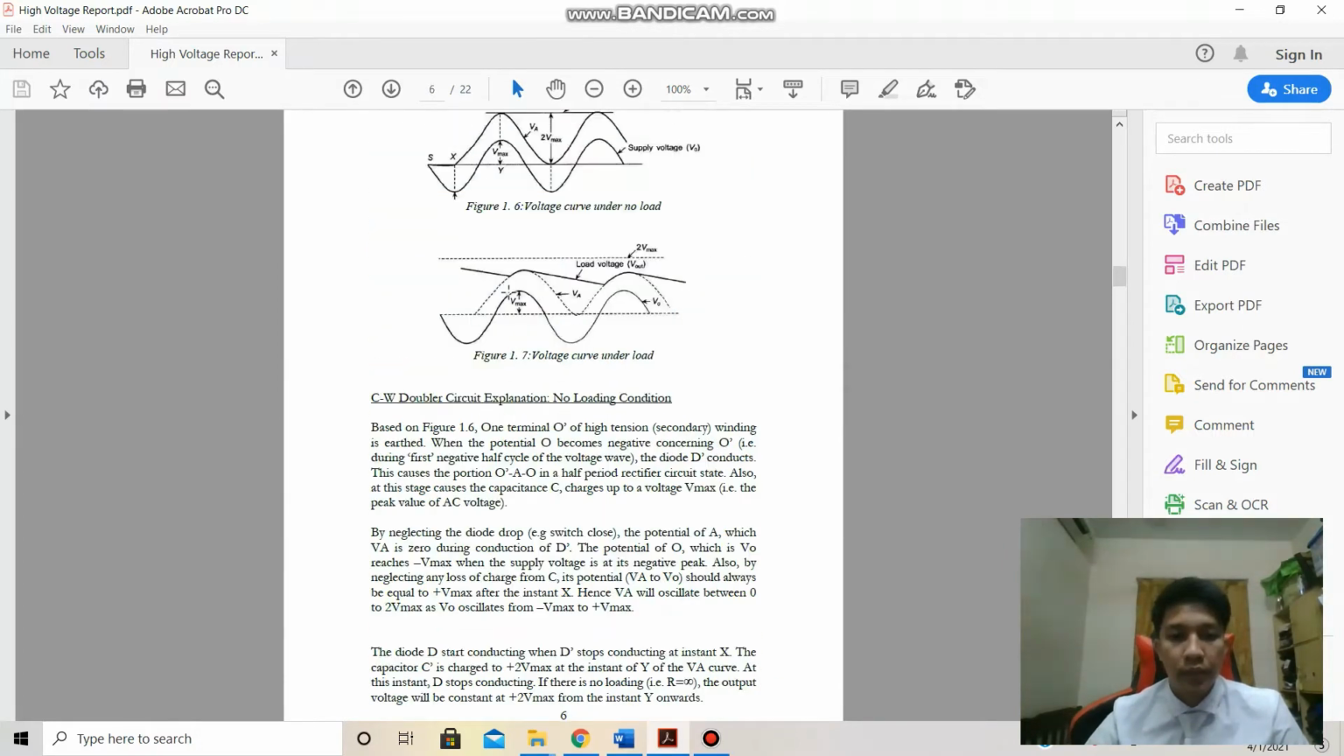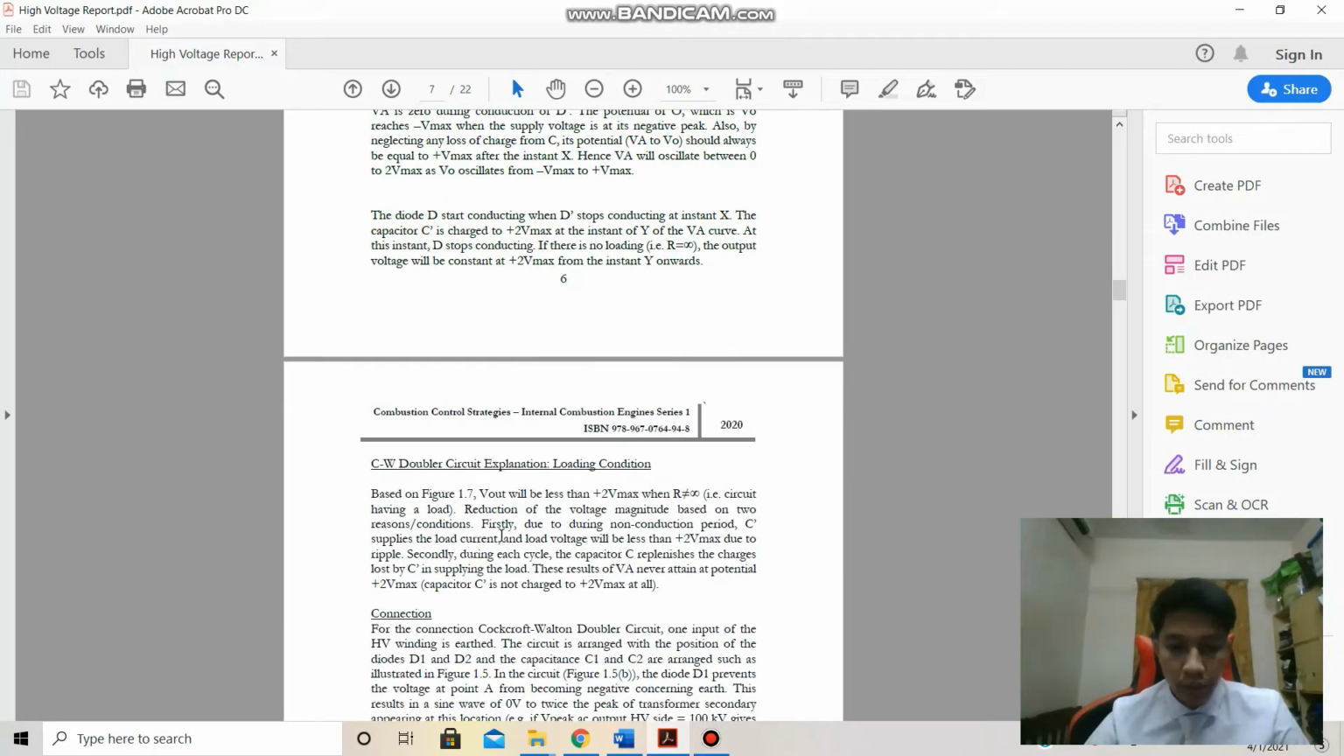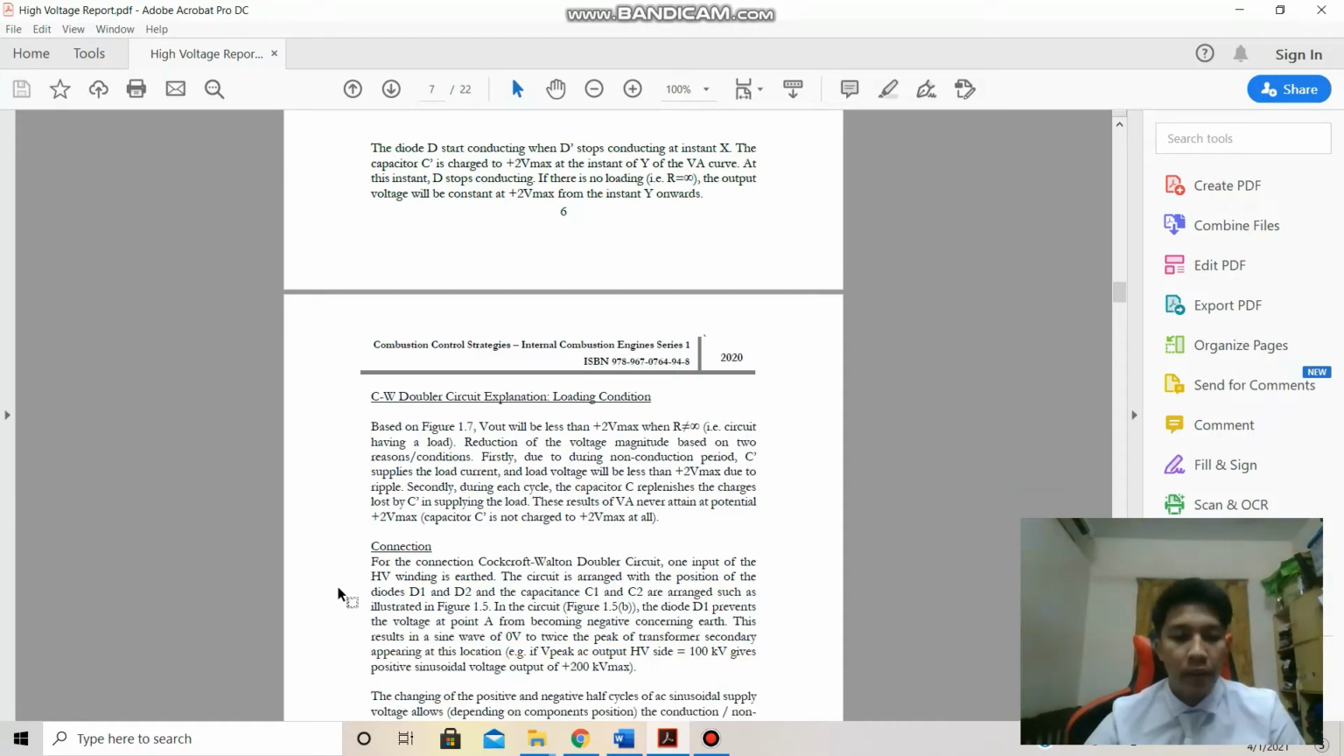And second, during each cycle, the capacitor C replaces the charge lost by the capacitor in supplying the load, and this results in Va never attaining the potential of positive 2 Vmax, and capacitor C is not charged to positive 2 Vmax at all.